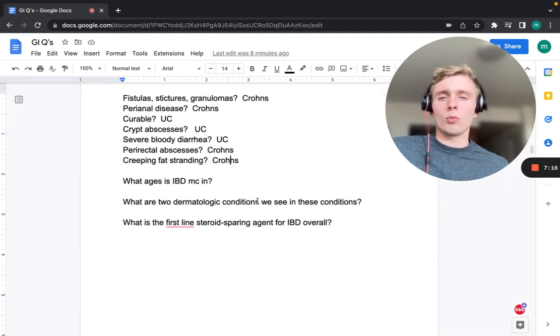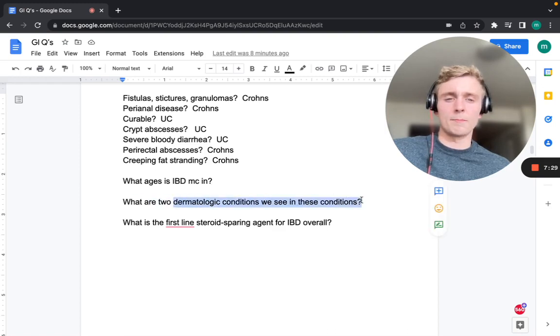So next one, what ages is IBD most common in? What ages does it typically manifest? What are the two dermatologic conditions we typically see in IBD? What is the first line steroid-sparing agent for IBD overall, both kinds?